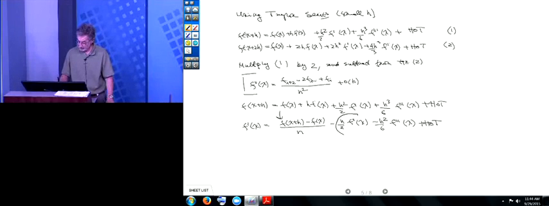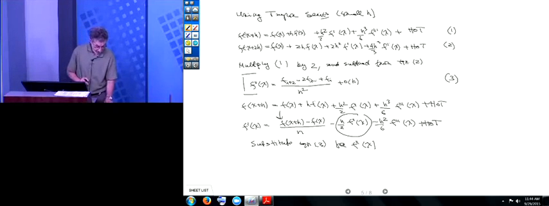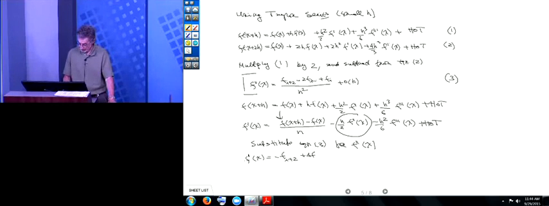So for this term, we can substitute from this equation, call this equation 3, for f double prime of x, from which we obtain f prime of x equal to minus f of i plus 2 plus 4 f of i plus 1 minus 3 f of i, divided by 2h, plus order h squared. So this is what I'm trying to get at.